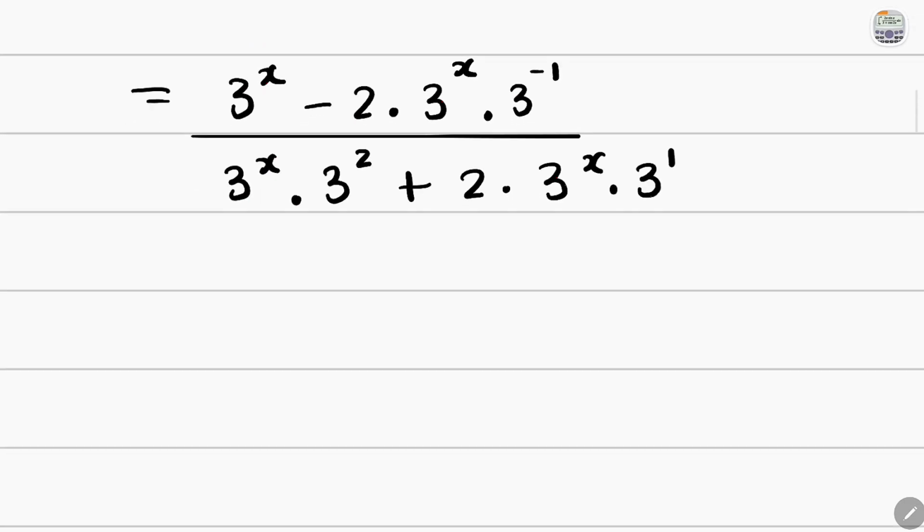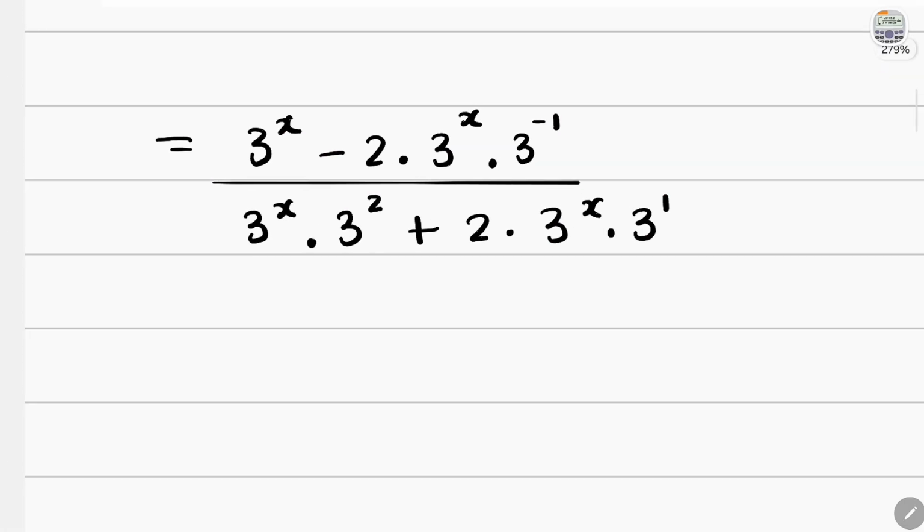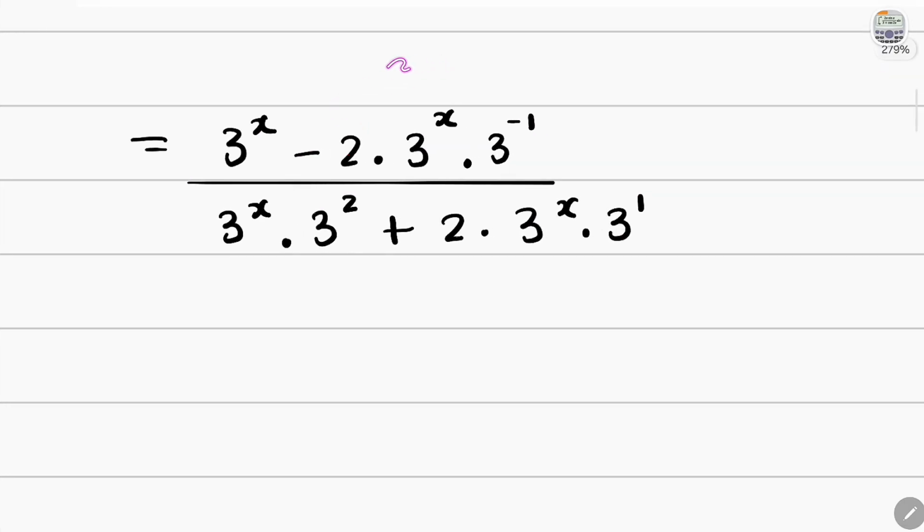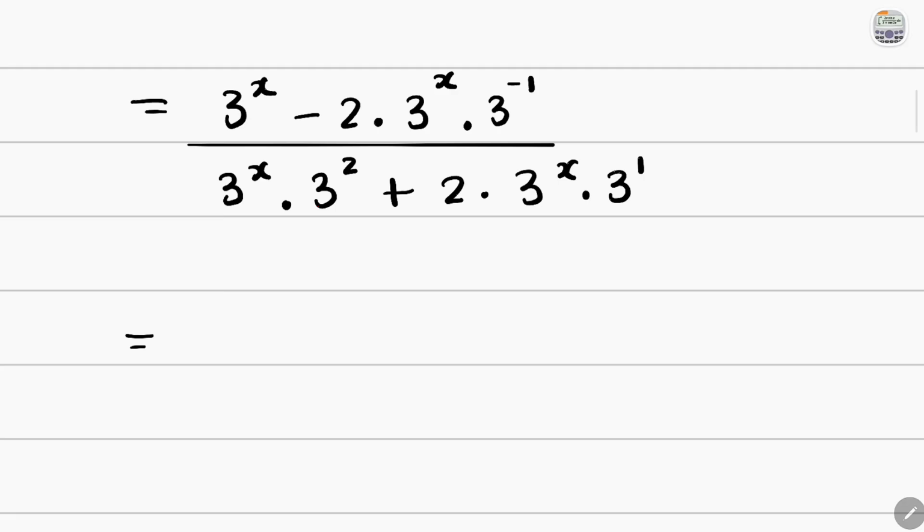Okay, so now we still have two terms in the numerator. This term and this term. Remember grade 10, terms are separated by plus or minus signs. Okay, there's a minus sign. So this is one term and that is one term. In both terms, you see that 3 to the power of x is common. Okay, it's here, it's also here. We can take it out as a common factor. So 3 to the power of x comes out.